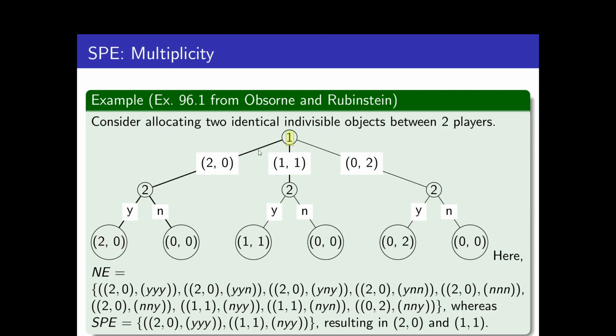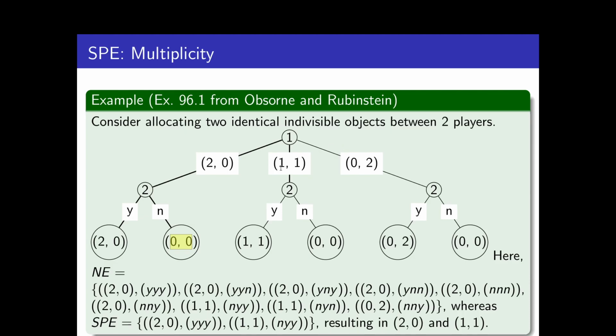So player 1 decides how to allocate, and she offers it to player 2 to say whether player 2 agrees. So player 1 says, okay, I get 2 objects, you get nothing. Then player 2 says yes or no. If she says yes, then that indeed happens. If she says no, nobody gets anything. We have free disposal, so we don't have to use all the objects.